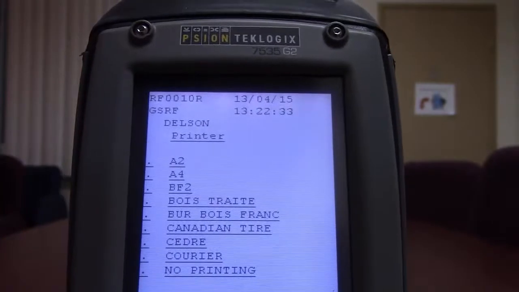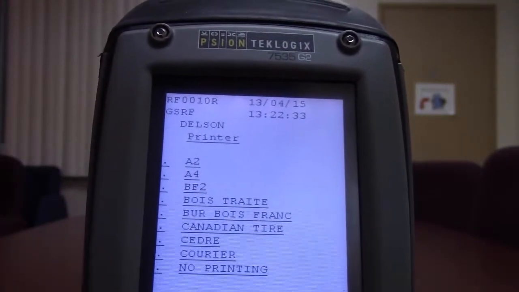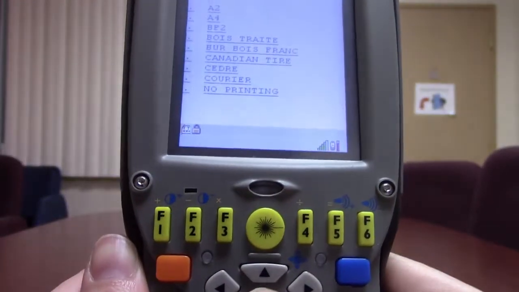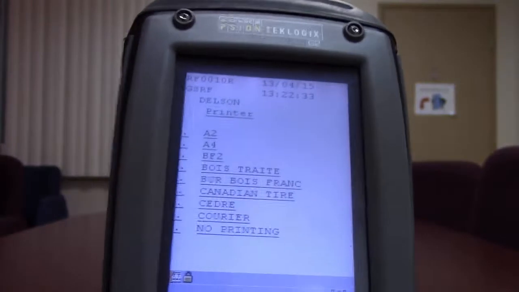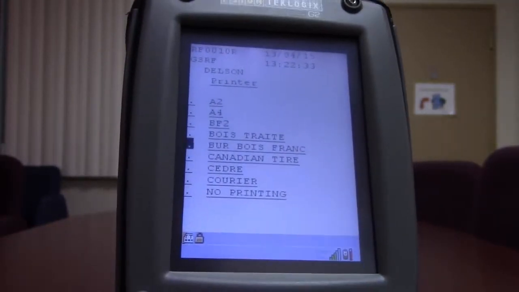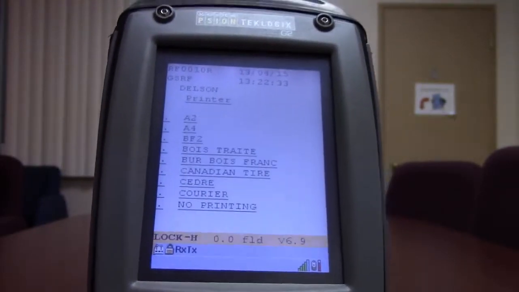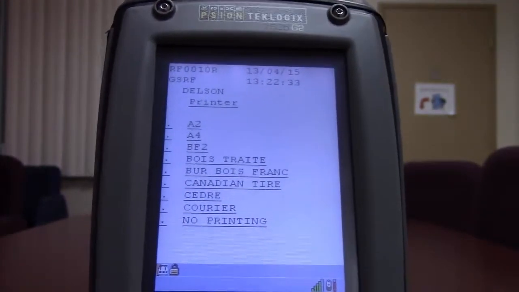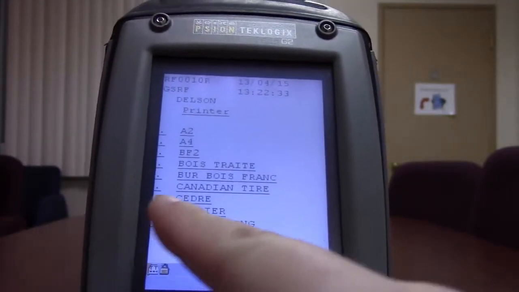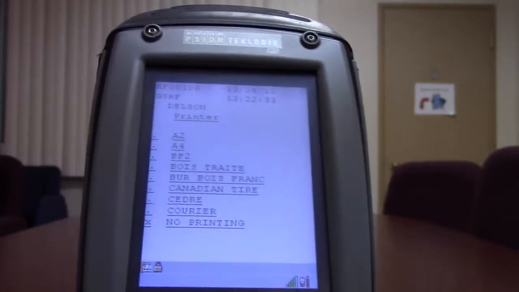On the next page, you will see a list of printers available. You have to choose your printer by using the arrow key. If you don't see your printer on the page, you have to press F8 to go to the next page, or F7 to go back a page. Once you're on the line where you select your printer, just put in an X and press enter.